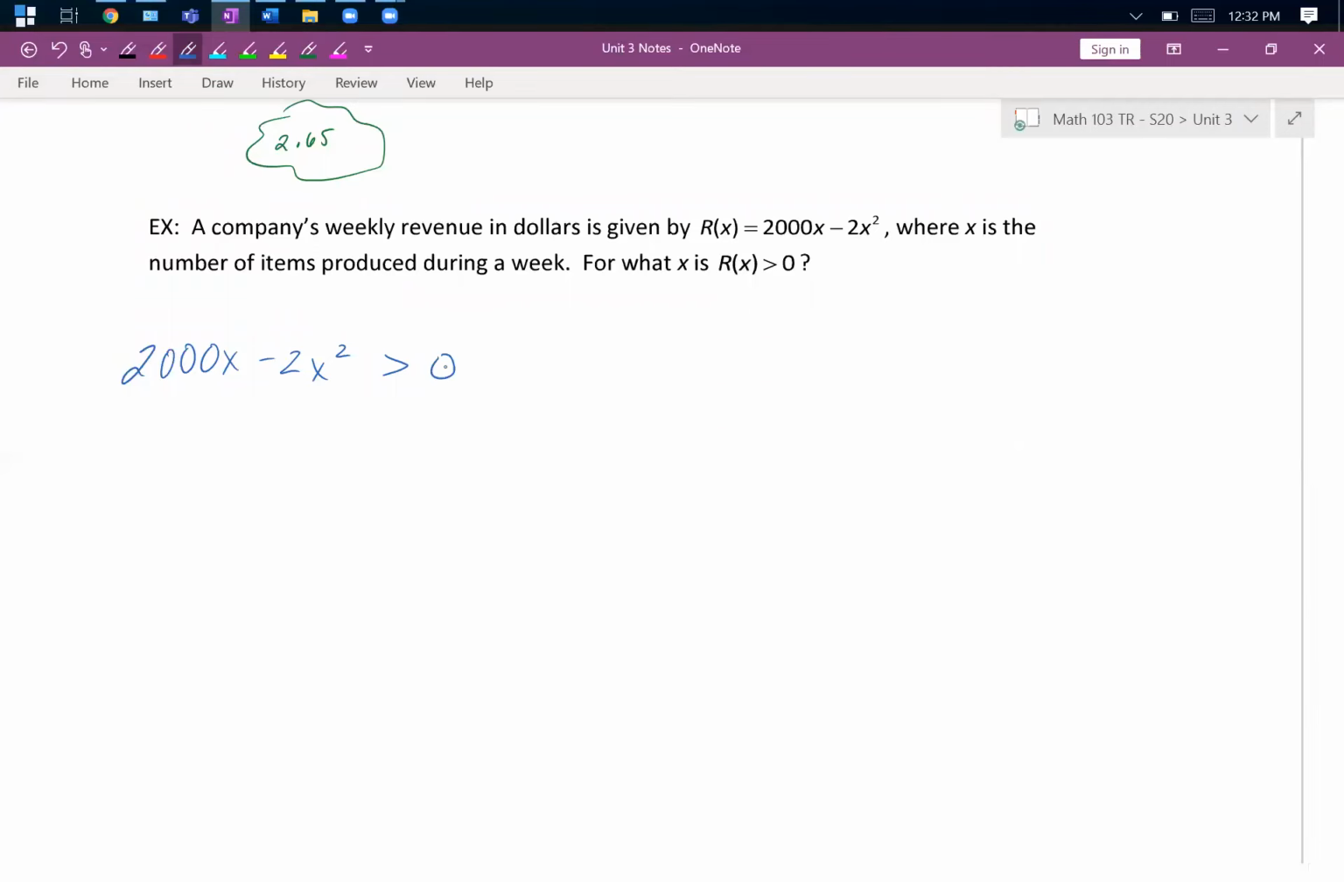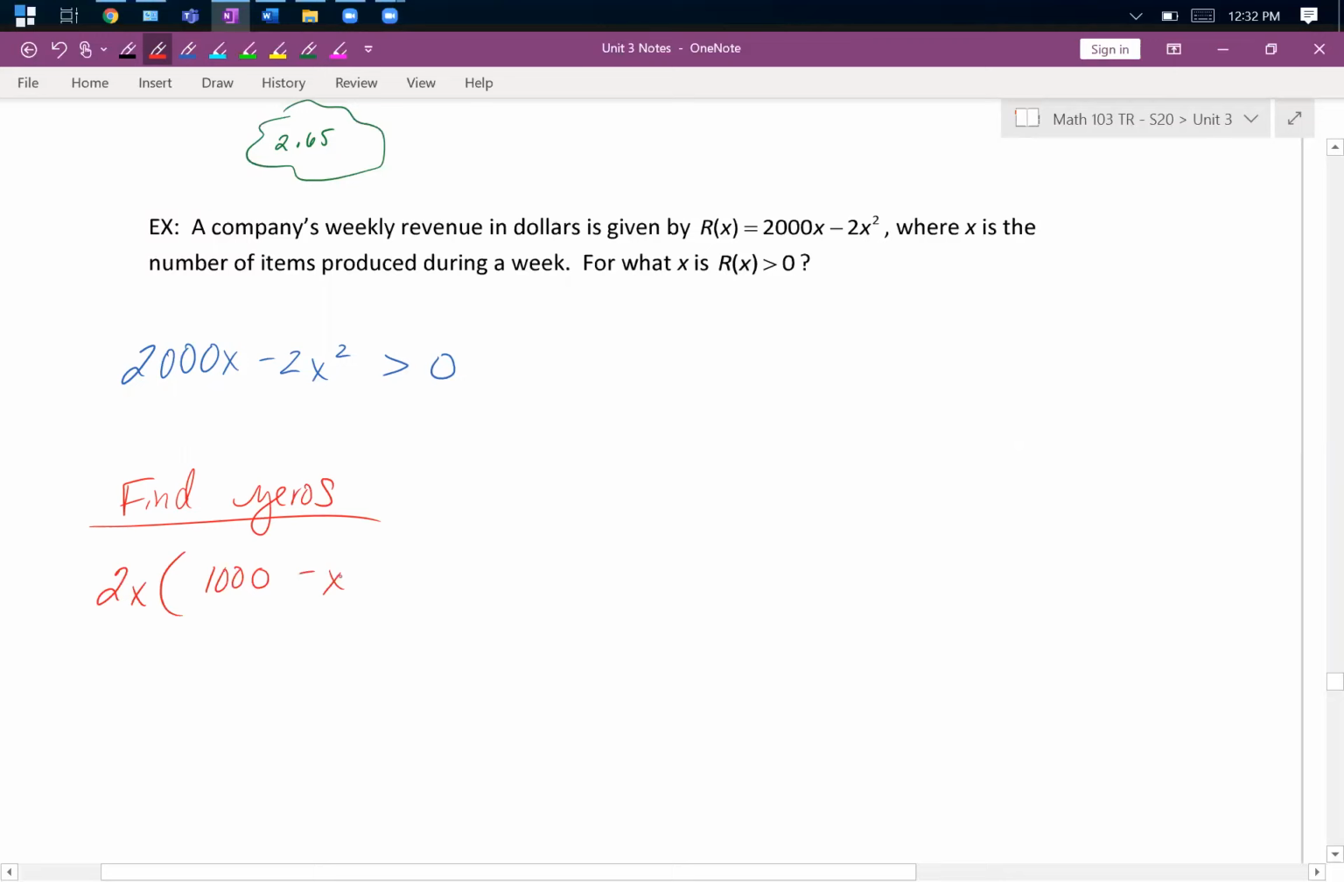We want to find the zeros, and we know that the way that we find the zeros is by factoring it. Since this is a quadratic, you could use the quadratic formula if you really wanted to, but I'm going to factor it. I got a GCF of 2x that I can take out, leaving us with 1000 minus x. Then we'll set each one of our factors containing a variable equal to 0 and solve to find our zeros. We get x equals 0 and x equals 1000.